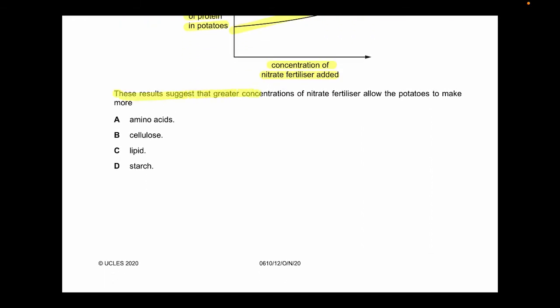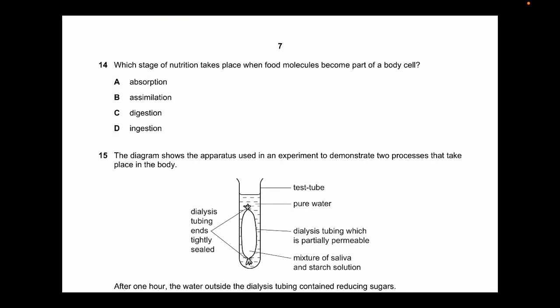These results suggest that greater concentration of nitrate fertilizer allows the potatoes to make more protein. Well, protein is made from amino acid and nitrate is directly correlated to amino acid. So amino acid will be the correct answer. Cellulose, lipid, starch do not require nitrate for producing them.